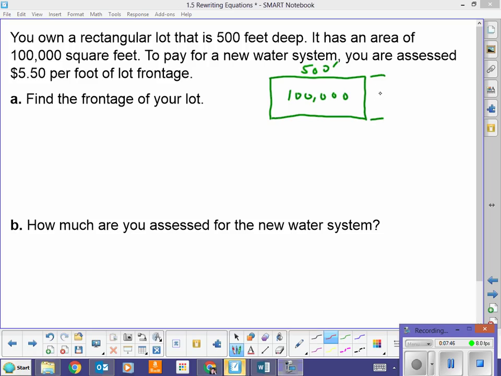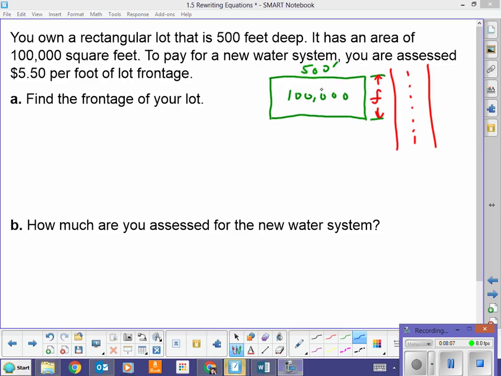So we're going to call this F. Okay, so because this is where the road is, you're assessed on how much of your property is along the road. Essentially, that's the frontage. Okay, so find the frontage of your lot.